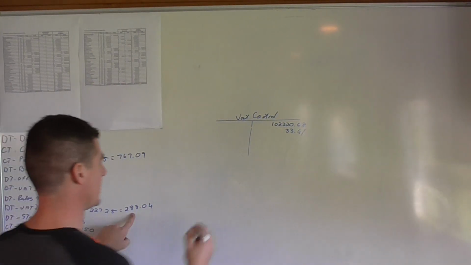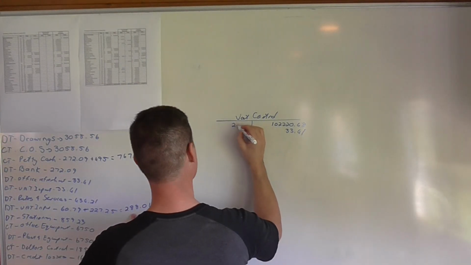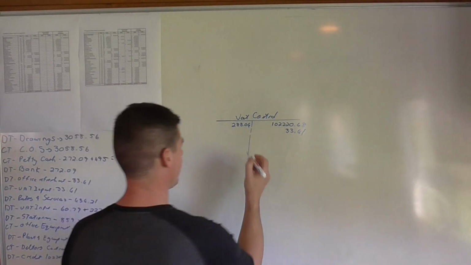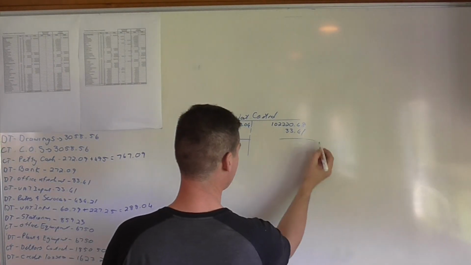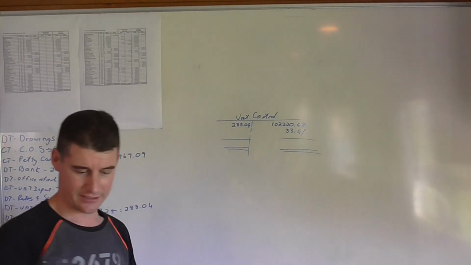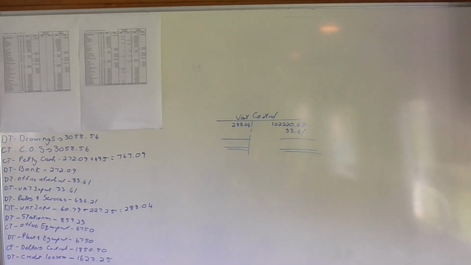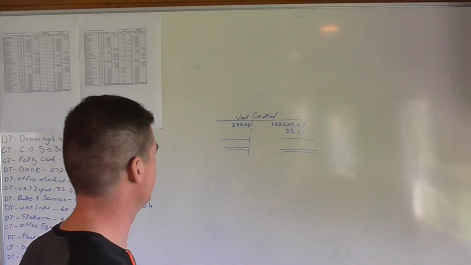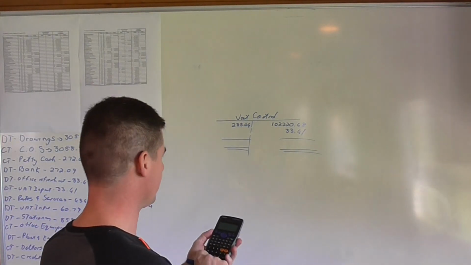And where's the other VAT? We had a debit adjustment of 288.04. Okay, so all you do now is just a normal balancing act. Let me get my calculator, sorry. So let's add up that total.